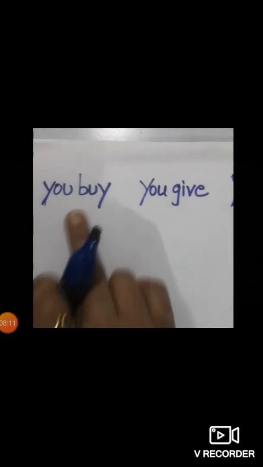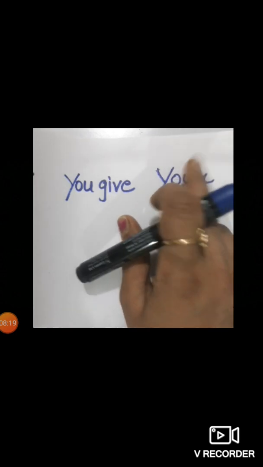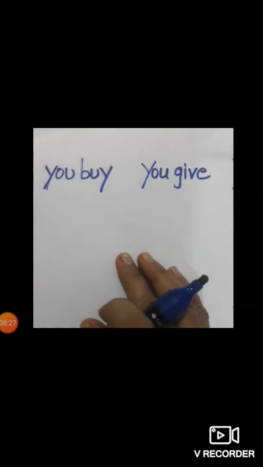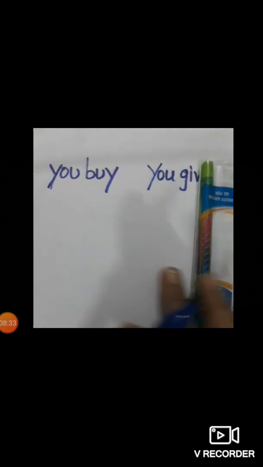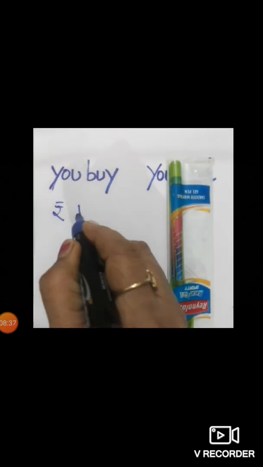Now children, this is you buy, you give, and your change. Sometimes what happens, you give more amount to the shopkeeper and the shopkeeper has to give away the change. So let us do some exercise related to this. Now let us see that suppose you went to buy this pen. Okay. So this is for 10 rupees.